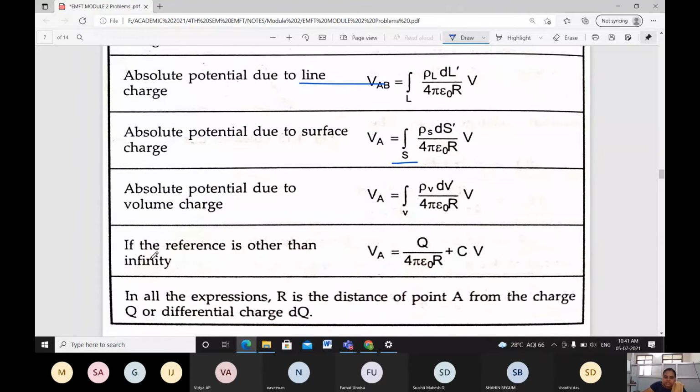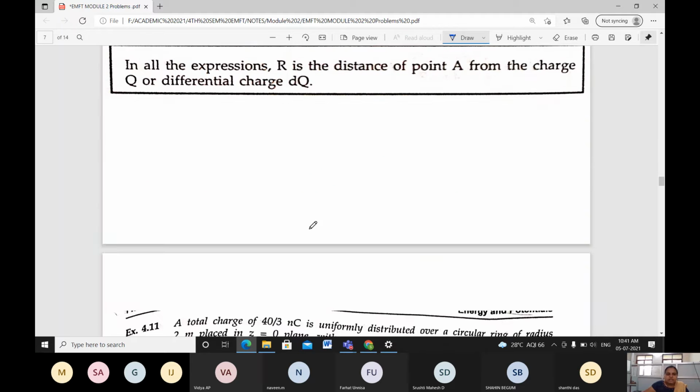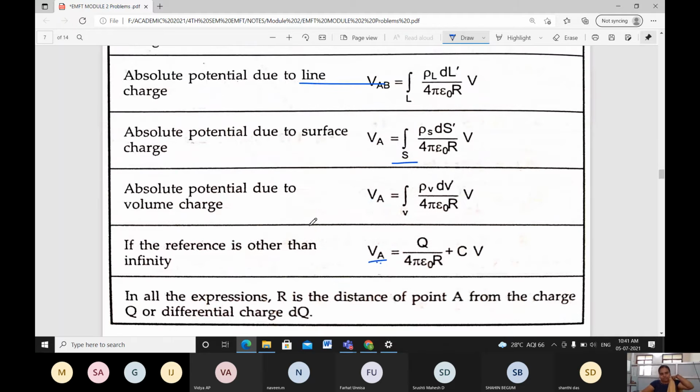Then if the reference is other than infinity, some other point, then you have to take VA as Q divided by 4 pi epsilon naught into R plus C. R is your distance for the point VA here. You can take VB as anything based on the question given. These are the important equations for the potentials.